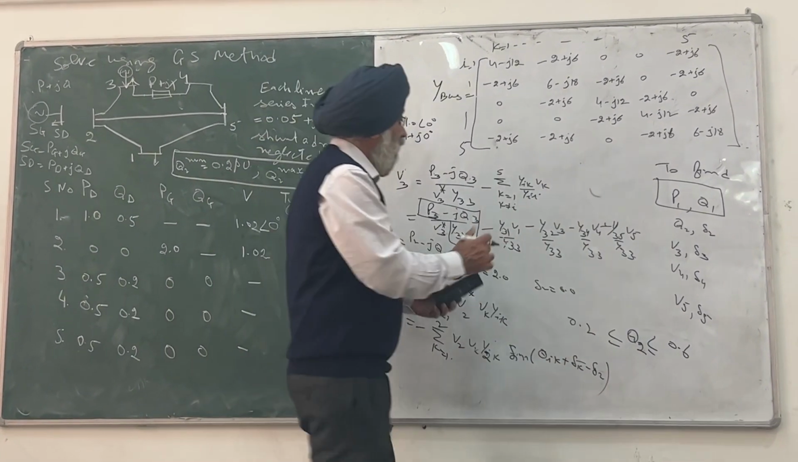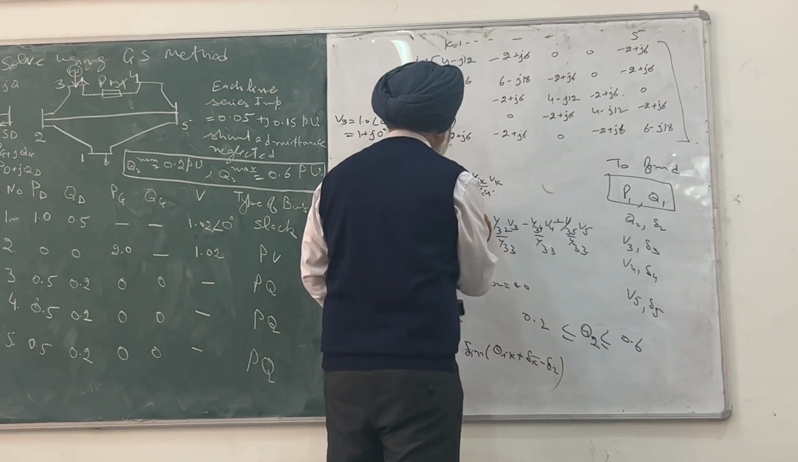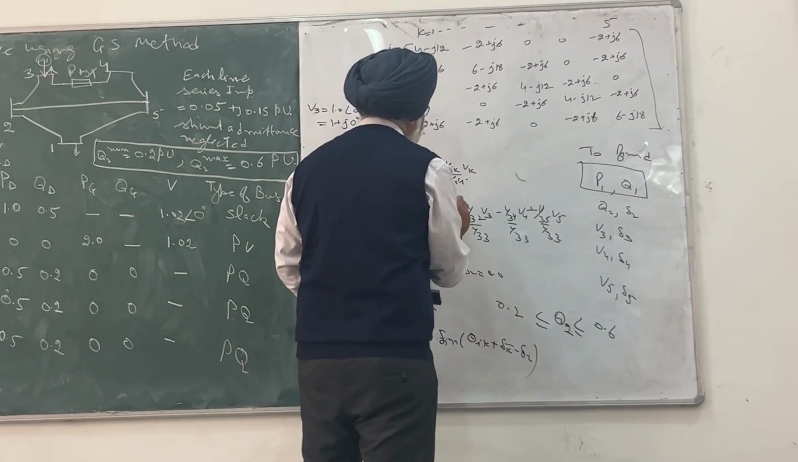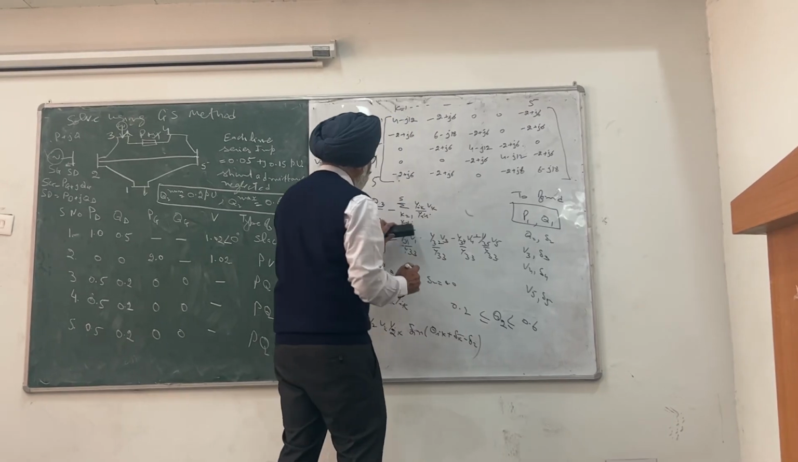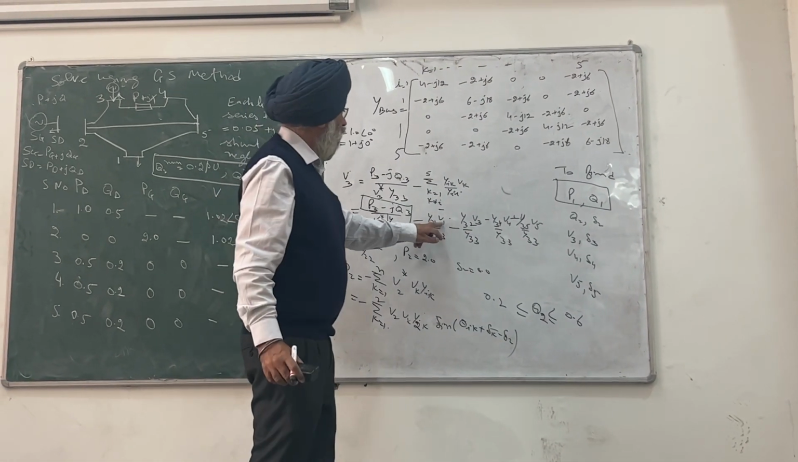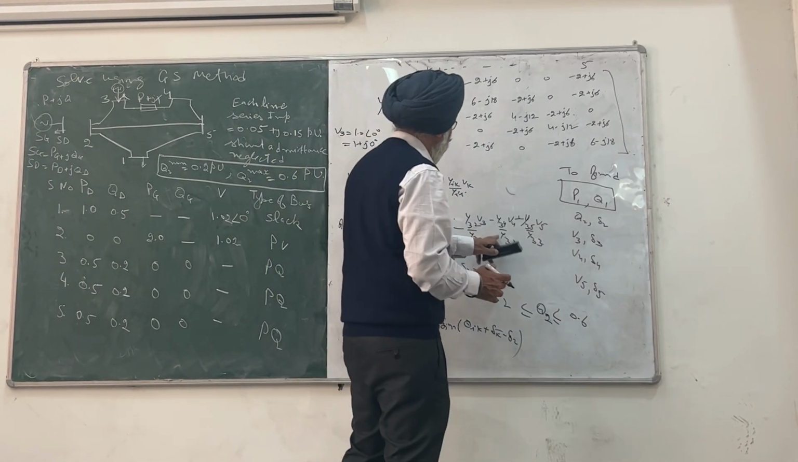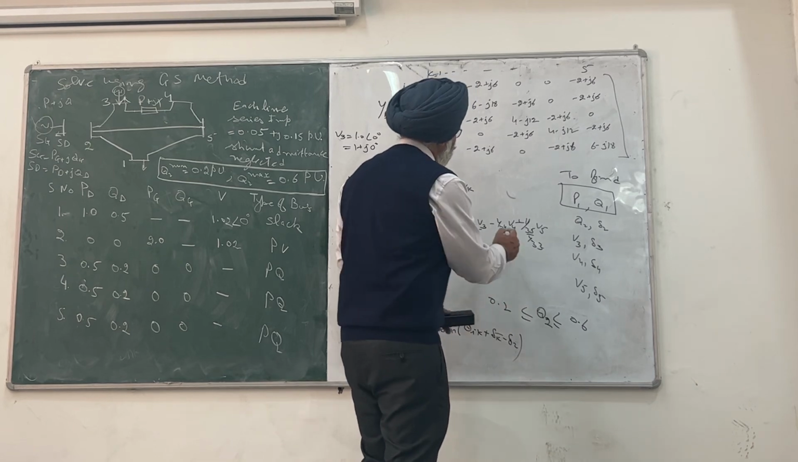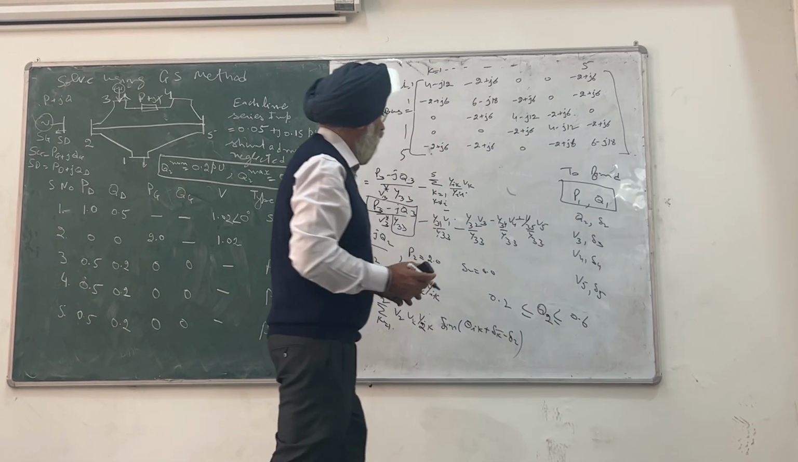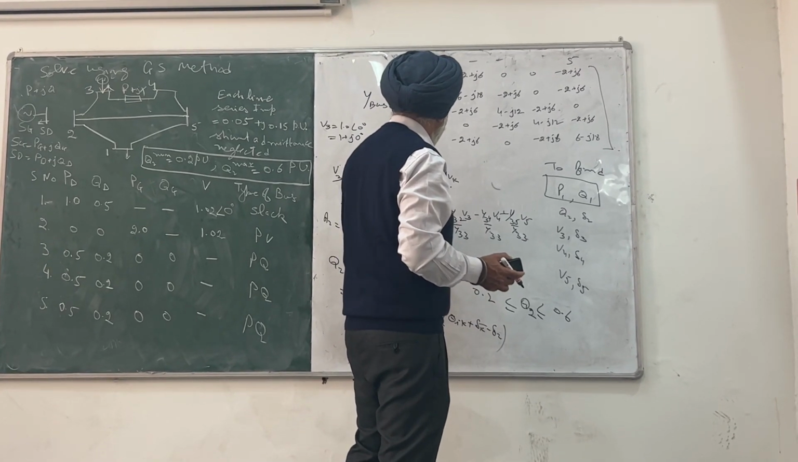Again, you have the one term here, minus of Y. Bus number one, bus number two, bus number three. This will become bus three, 1, 2.